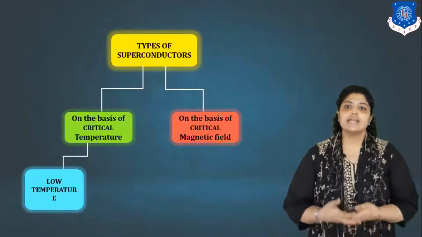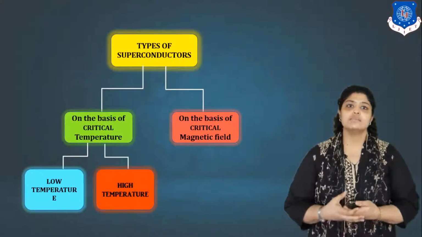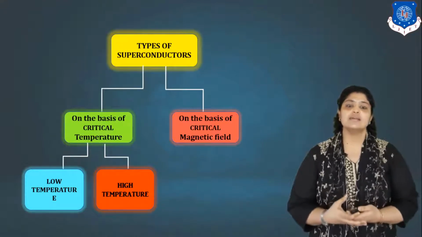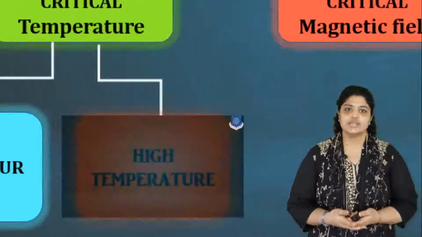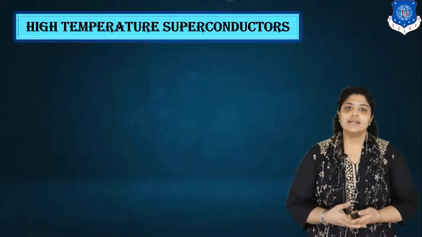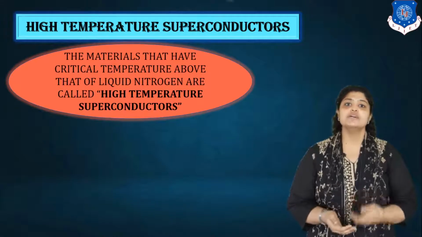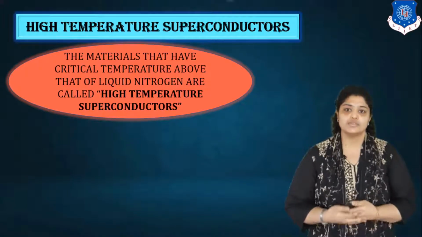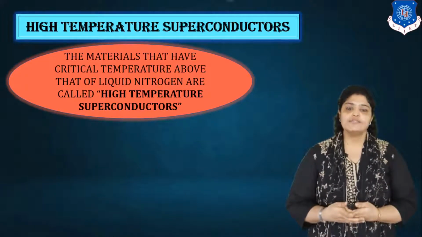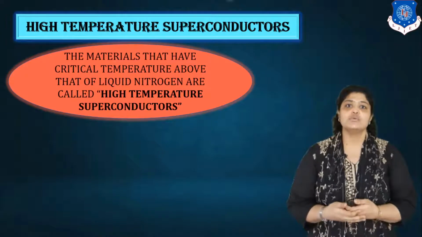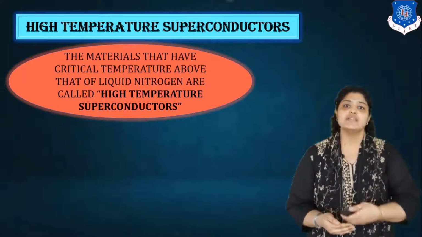Let us move on to the next category on the basis of critical temperature, that is high temperature superconductors, also known as HTS. What are high temperature superconductors? These are the materials which have critical temperature above the temperature of liquid nitrogen. Liquid nitrogen, as we know, has a temperature of -195 degrees Celsius or 78 Kelvin. So they are materials which have a critical temperature above 78 Kelvin.